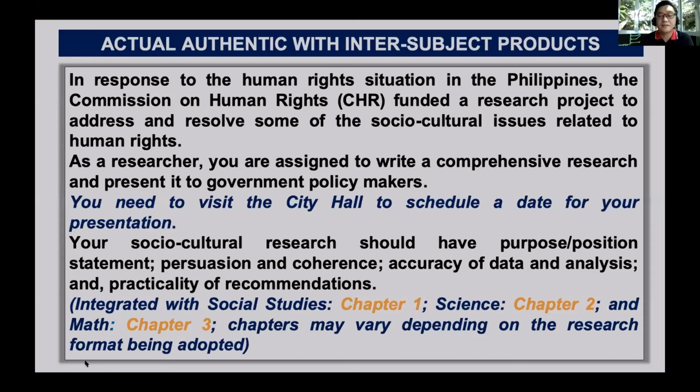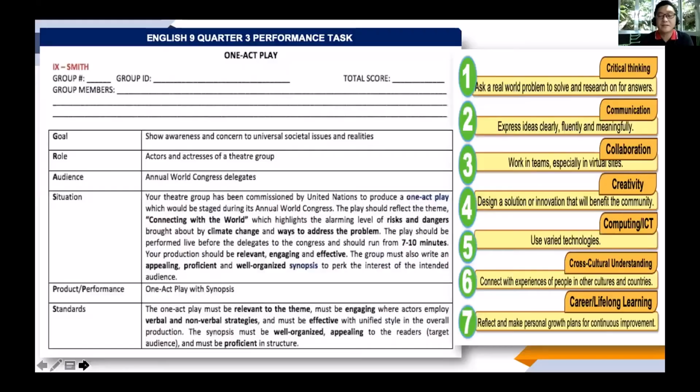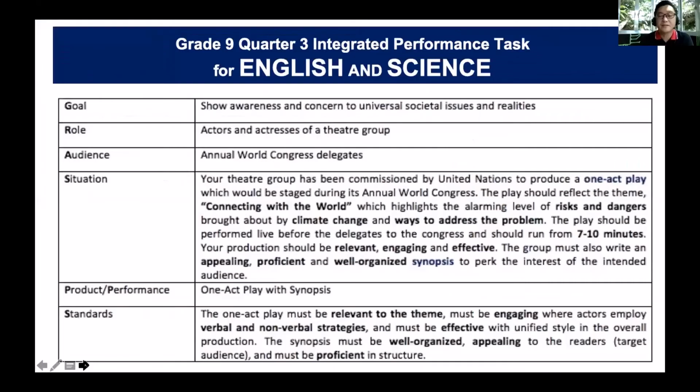Show awareness and concern to universal societal issues and realities. Role, actors and actresses of a theater group. Audience, actual World Congress delegates. Situation, so this is how again I motivate the learners. You are part of a theater group that has been commissioned by no less than the United Nations to produce a one-act play which would be staged during the annual World Congress. Play should reflect the theme connecting with the world, which highlights the alarming level of risks and dangers brought about by climate change and ways to address the problem.